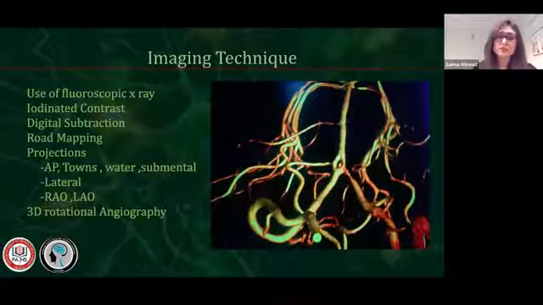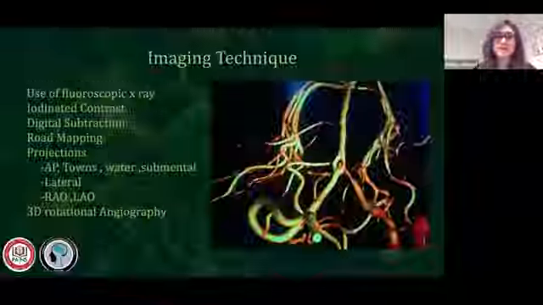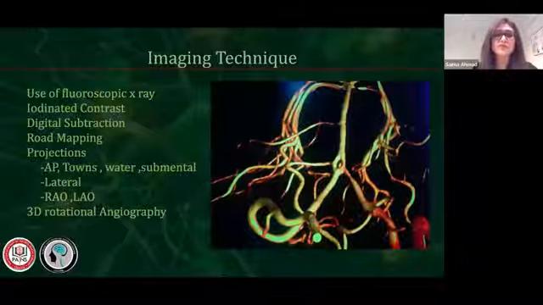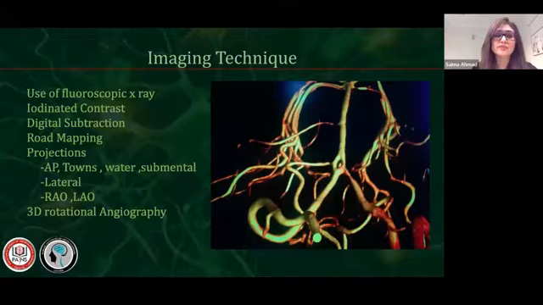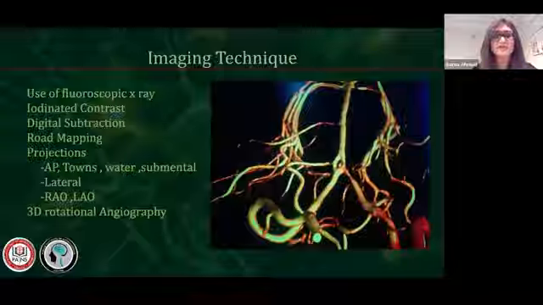Then we use road mapping during the angiography, in which we develop the pathway for the distal navigation of the catheters. And a few words about the projections. So these are the projections we will talk about in the next few slides. We have 2 tubes in the neuroangiographic suite in the machine which we use for neurointerventional work. There is a frontal tube and there is a lateral tube. With the frontal tube, you take the AP projections with the Towne's and the Water's submental views.